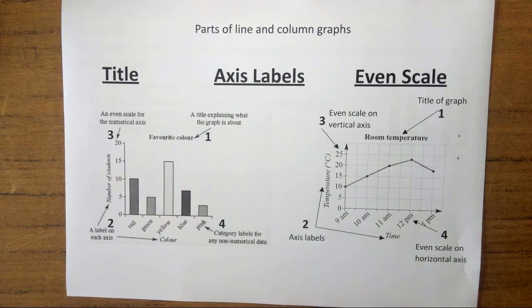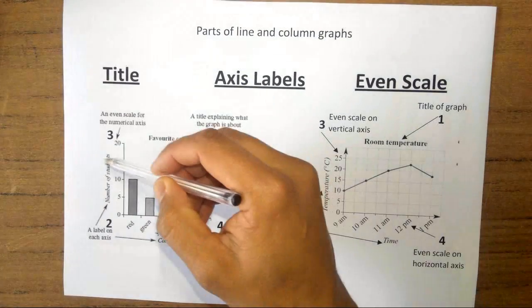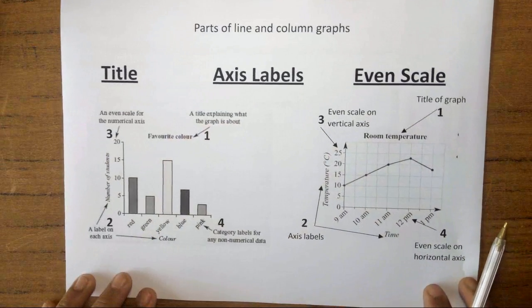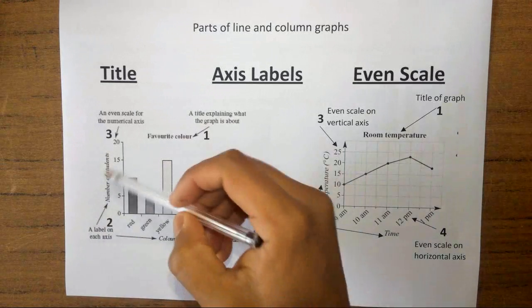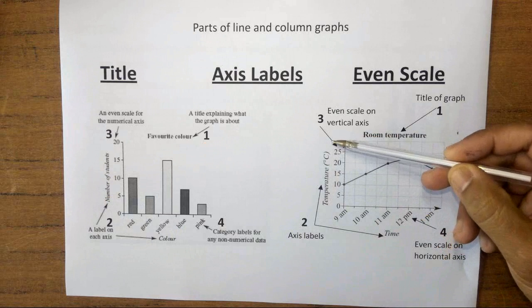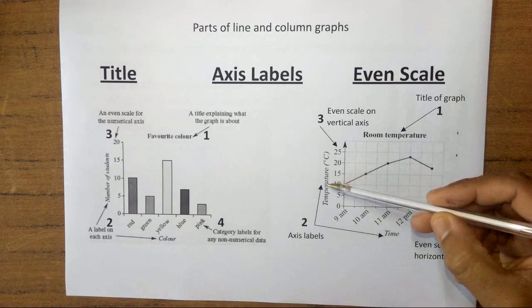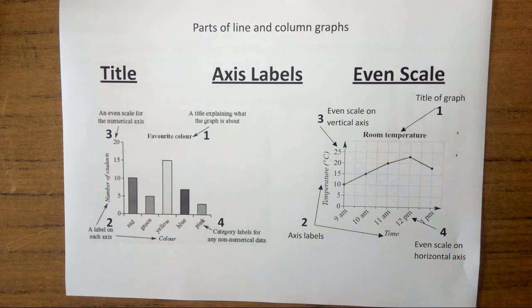The axes labels go on the x-axis across the bottom or the y-axis across the side. So in this case our y-axis is the number of students or the temperature, and our x-axis is the colour, the favourite colour of the students, or the time. Make sure with your labels, if they are something that we measure, like temperature, you have the units in brackets.